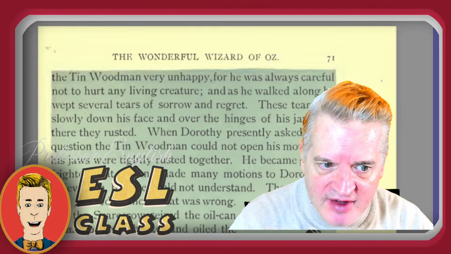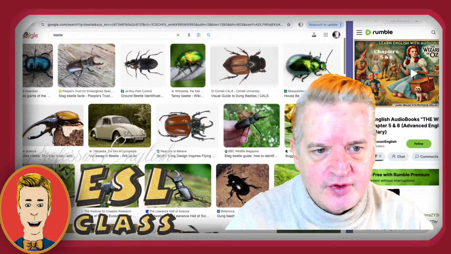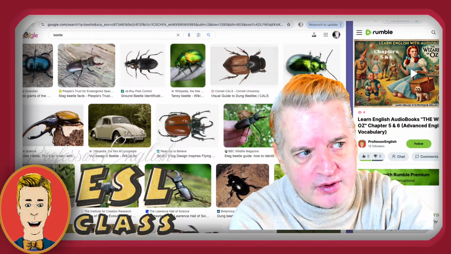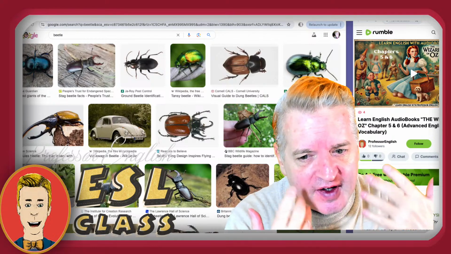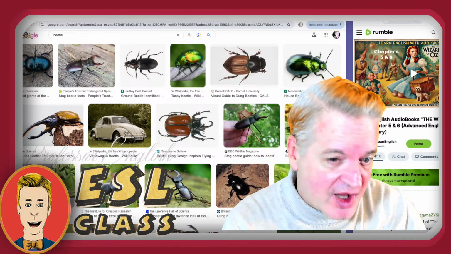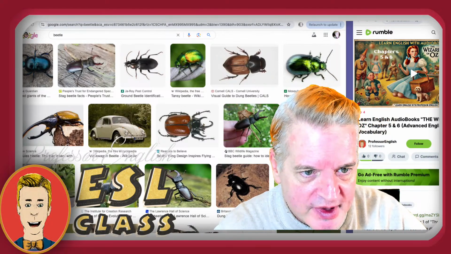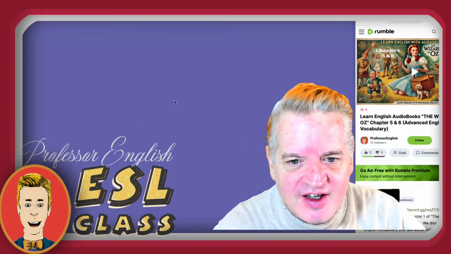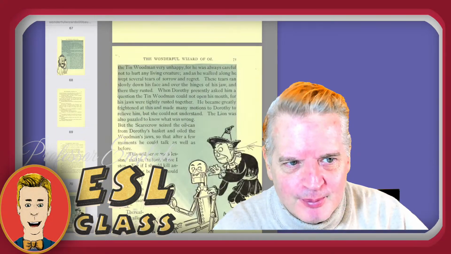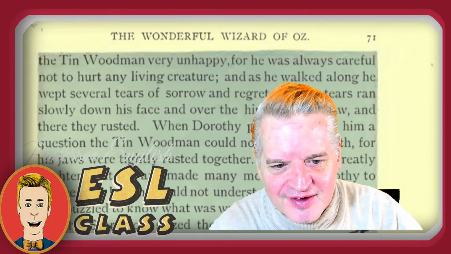Remember, the Tin Man doesn't have a heart. This is a beetle. So they're walking along the road, and the Tin Man steps on a beetle and kills it, and he's very sad, and he's thinking about it the entire way. He thinks he doesn't have a heart, but obviously he must have a heart if he feels sad that he stepped on the beetle. Would you feel sad if you stepped on a beetle? I don't think I would step on a beetle on purpose, but I don't think I would feel sad. Maybe I don't have a heart.